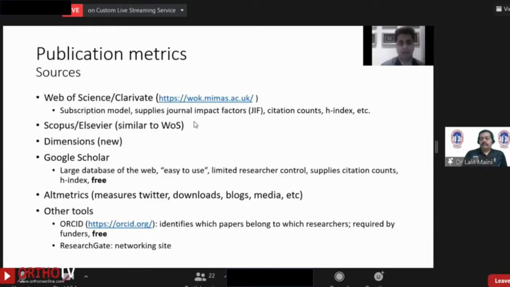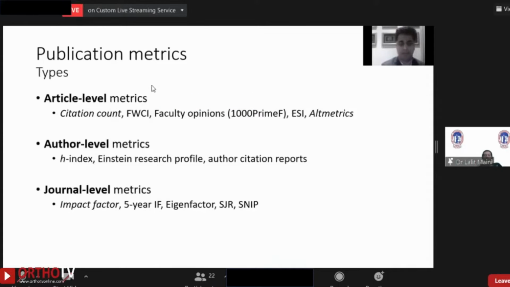The sources really are many. It's usually on the web now. The Web of Science or Clarivate is a pretty good source. You also have Scopus and Elsevier, which is similar to Web of Science. You have Dimensions, which is a new source for publication metrics. You also have Google Scholar, which you all have heard of. And of course, there's Altmetrics, which is using a lot of other data: Twitter data, download data, blog post data, media data. And of course, you have individual identifier tools like ORCID or ResearchGate, which are networking sites for measuring metrics.